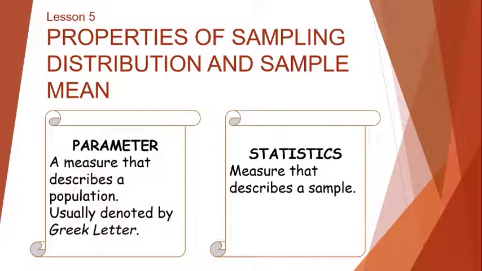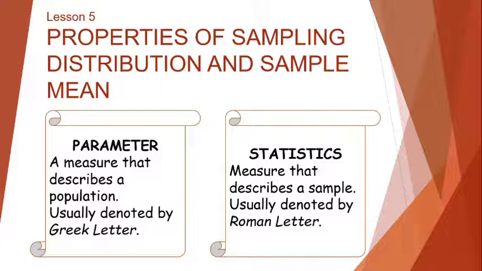Statistics, when we say statistics, it is a measure that describes a sample, usually denoted by Roman letters. Now, in my last video, we already recapped the mean, variance, and standard deviation of random variables. I already discussed this in my previous videos. Now, the mean of the random variables, how can you read this first? This is read as the population mean of the sample mean of the sampling distribution.